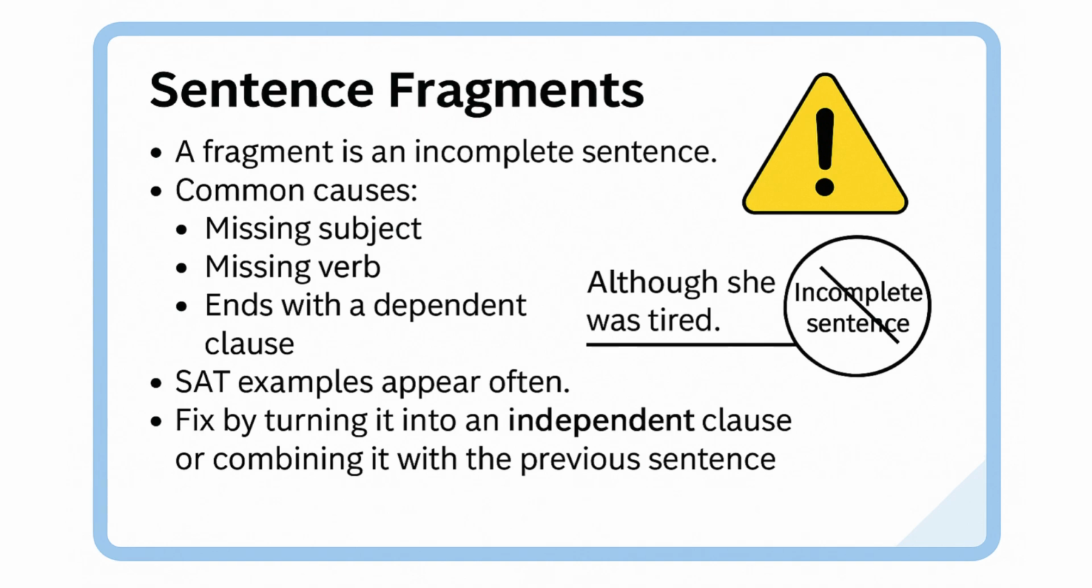Fragments appear frequently on the SAT, especially when writers add dependent clauses without finishing the sentence. To fix a fragment, you can turn it into an independent clause by adding the missing subject or verb. Or, you can attach it to the previous sentence so that the full meaning becomes clear. As you practice, always check whether each sentence can stand on its own. If it cannot form a complete idea, it is very likely a fragment and needs revision.